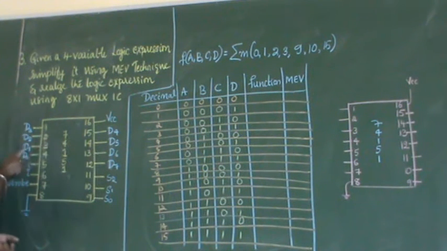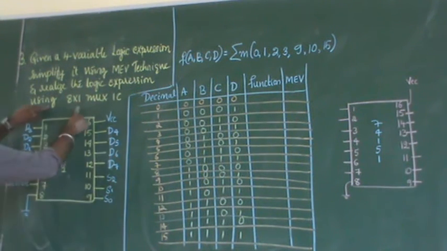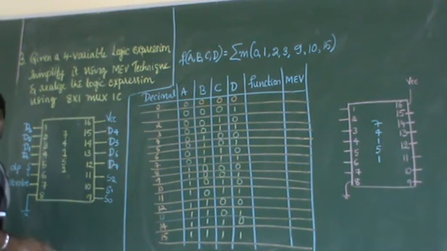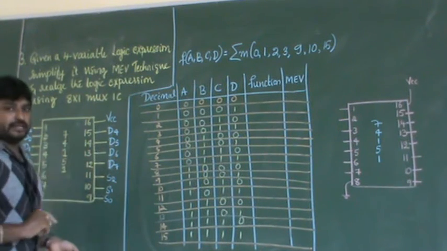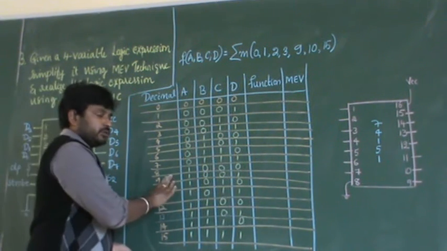Third pin is D1, fourth pin is D0, and the 12th pin is D7. There is no need to memorize. We will be providing this sheet. I will be giving the xerox of it. You can just refer to it in order to draw the diagram. We will come back to this truth table.